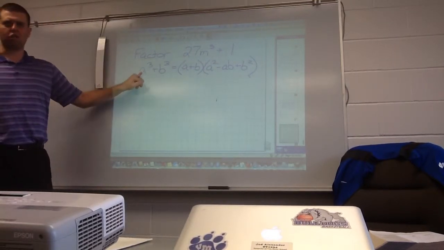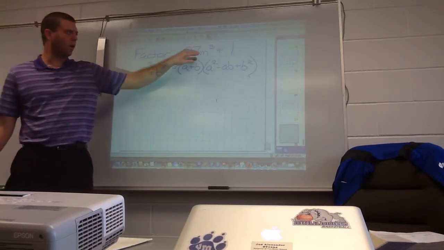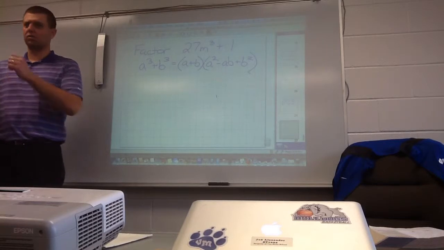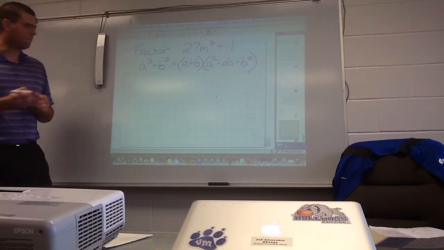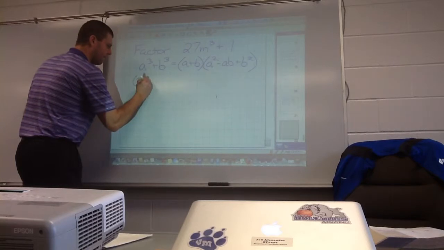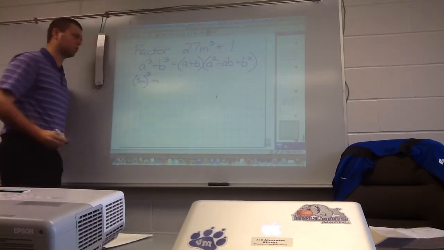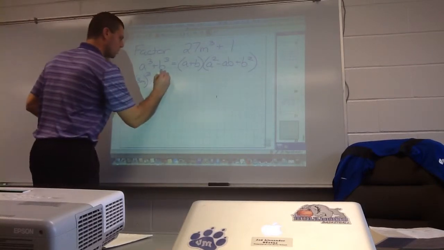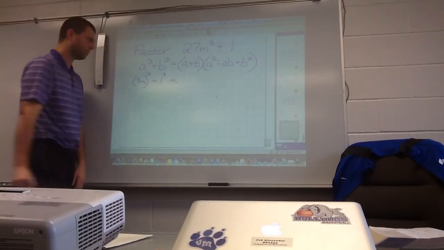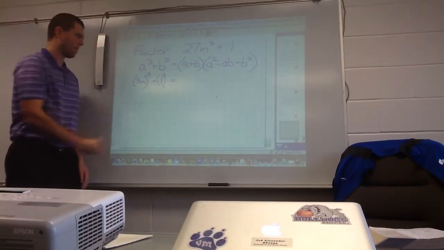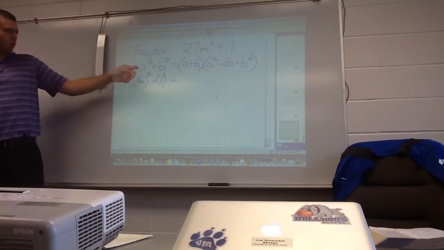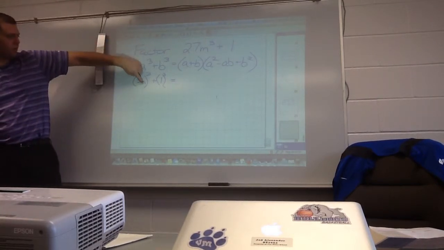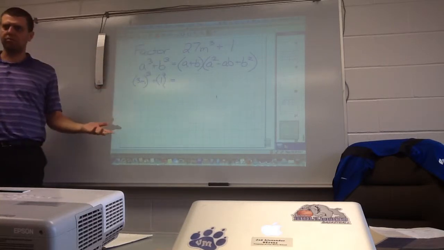But instead of a cubed, we have what? Well, we have 27m cubed, but I could write it as what cubed? 3m cubed. So really I have 3m cubed plus, and instead of b cubed, I really have 1 cubed. So all you're going to do is follow this factoring rule, but in place of every a, you're going to put a 3m, and in place of every b, you're going to put a 1.